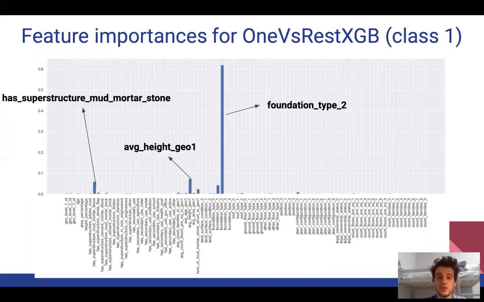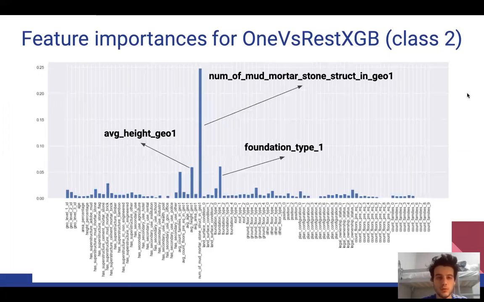Next, we are going to explore feature importance. Here we have the plot of feature importances for one-vs-rest XGBoost. In class number one, which is a low level of damage grade, the most important three features are foundation type 2, average height GO1, and has superstructure mud mortar stone.